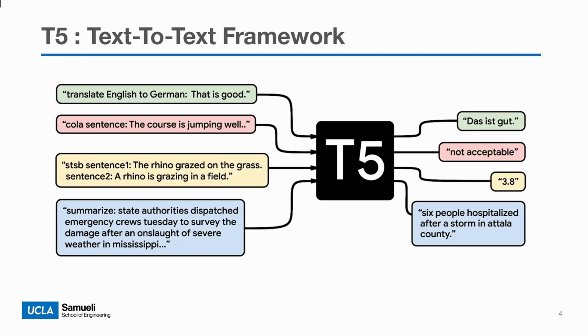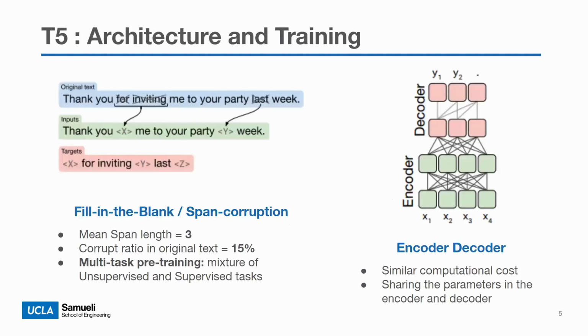For example, in the first example here, translate English to German: that is good. The prefix, translate English to German, is giving the instruction to the model that "that is good" has to be translated from English to German. Similarly, in the third example, you have sentence one and sentence two, but the prefix STSB is giving the instruction that it has to find the similarity between these two sentences. And with this unified framework, we are able to train one single model for all the diverse NLP tasks that we have.